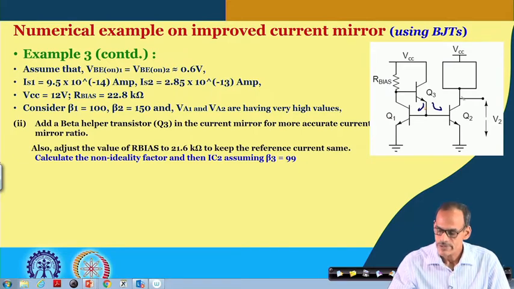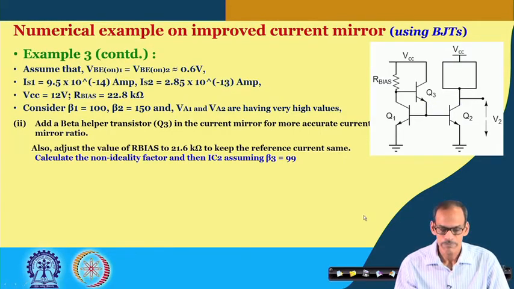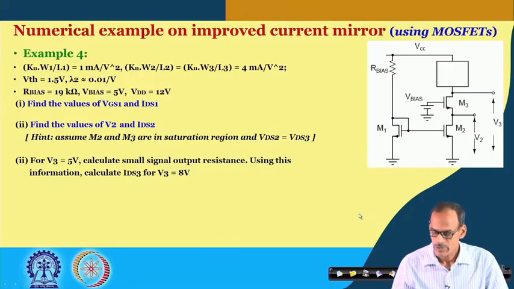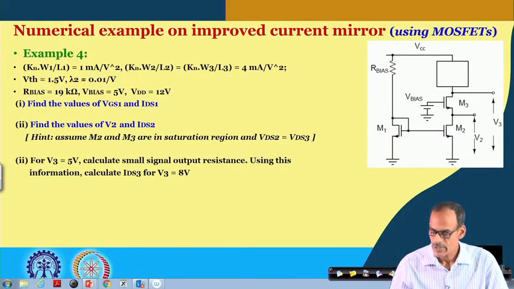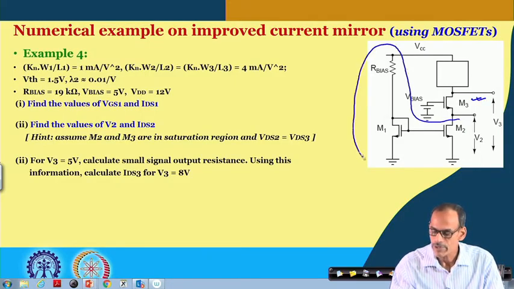To be more precise, we would like to place one cascode transistor here, and that improves the output resistance of the current mirror. In the next example, we are first starting with the MOSFET version, and then after that we will go to the BJT version. Here, transistor 3 has been added on the main current mirror.